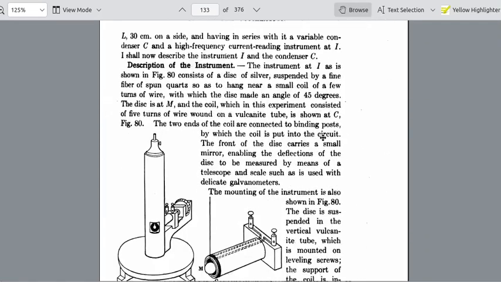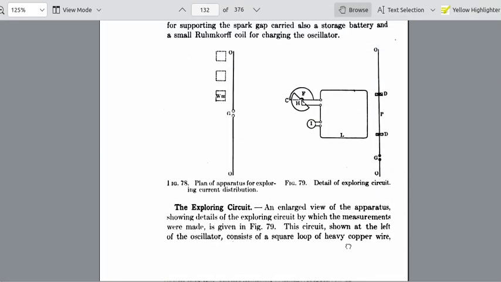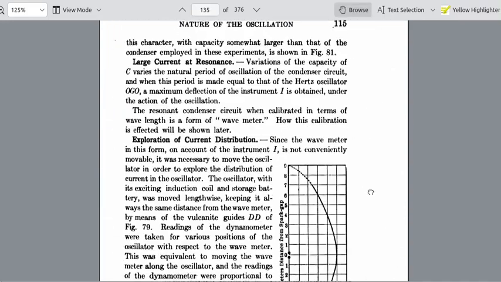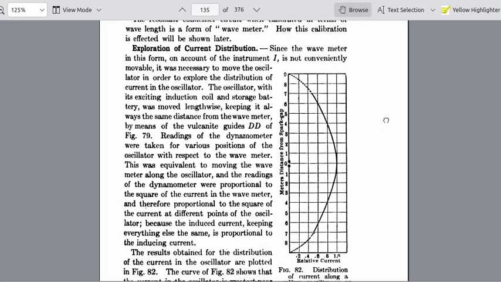Readings of the dynamometer were taken for various positions of the oscillator with respect to the wave meter. This was equivalent to moving the wave meter along the oscillator, and the readings of the dynamometer were proportional to the square of the current in the wave meter, and therefore proportional to the square of the current at different points of the oscillator, because the induced current, keeping everything else the same, is proportional to the inducing current. The results obtained for the distribution of the current in the oscillator are plotted in figure 82.